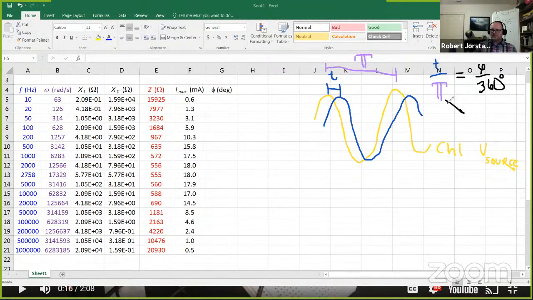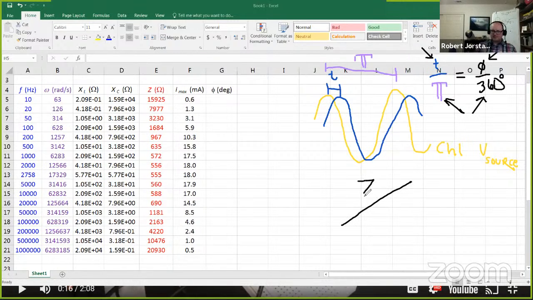The period is a full cycle. A full cycle is equivalent to 360 degrees. This is the amount of offset. This is the phase angle. The phase angle is like the offset. So the phase angle relates to these. In theory, this is how you get the phase angle.